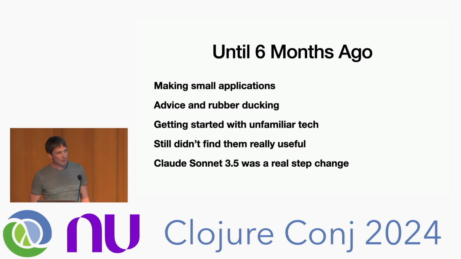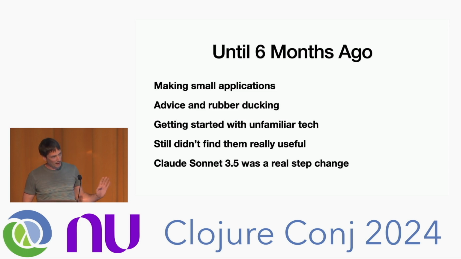So up to about 6 months ago, my use of AI had been pretty basic. I'd made a lot of small applications. I was using it for advice about things that I was working on and rubber ducking. How do I do this? How do I do that? Getting started with unfamiliar tech is something that it's really good at, so I've been using that. But I still didn't really see how I would actually be able to apply this to my work anytime soon. A lot of stuff was fun, but it didn't seem to be really generally useful.